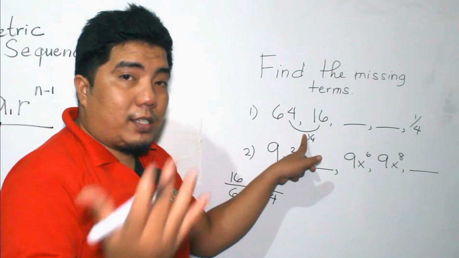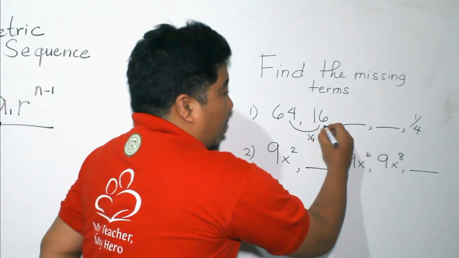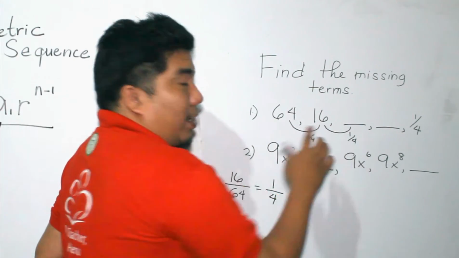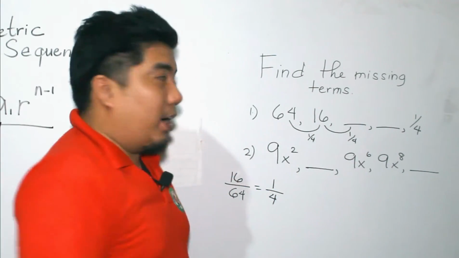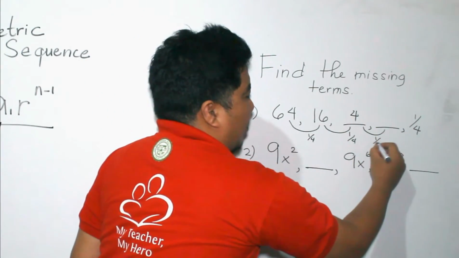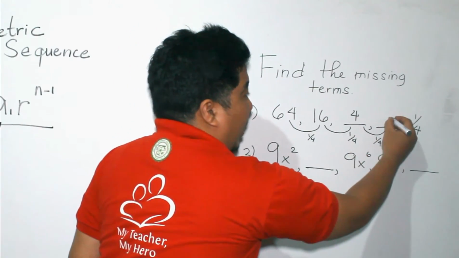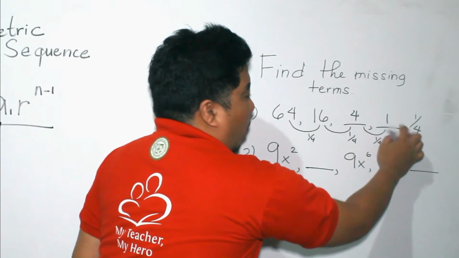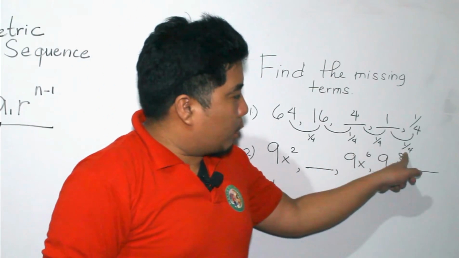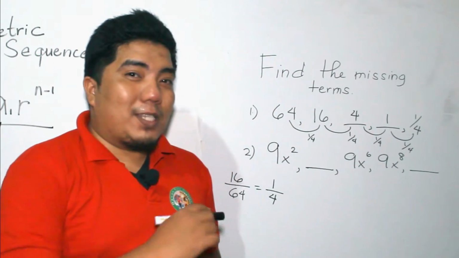64 times 1, 64, divided by 4, that is 16. Now, if we use that one here, 1/4, so that means 16 times 1, 16, divided by 4, and that is 4. We use again the same common ratio. 4 times 1, that is 4. 4 divided by 4, that is 1. 1 times 1/4. So 1 times 1/4 is 1/4. Then we have answered our missing terms.